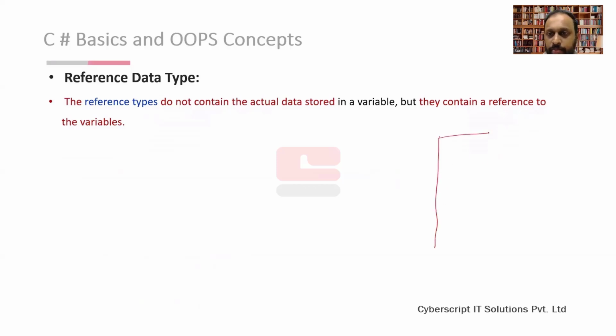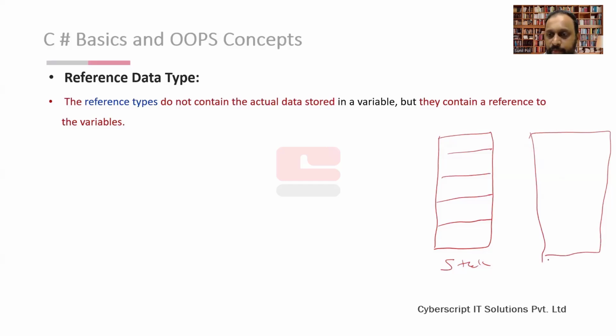In the previous slide, we discussed that when we declare any value data type, memory would be allocated on the stack. But in case of reference data type, actual memory would be allocated on the heap memory. So the memory has two parts: one is stack memory and another one is heap memory. Whenever we declare any reference variable, memory would be allocated to that particular reference variable in the stack, but the actual object would be created on the heap.